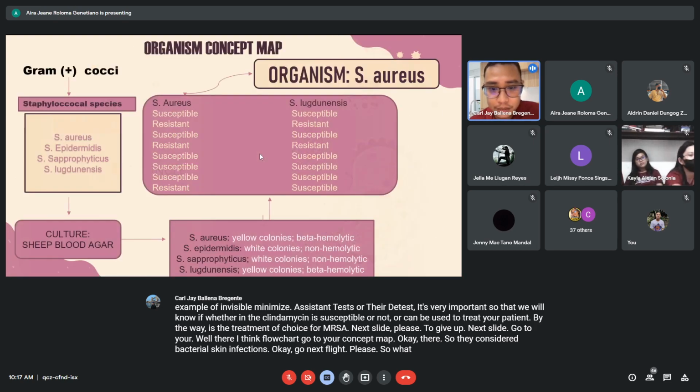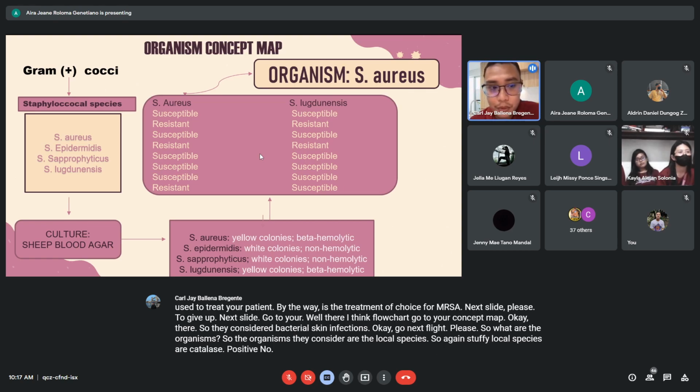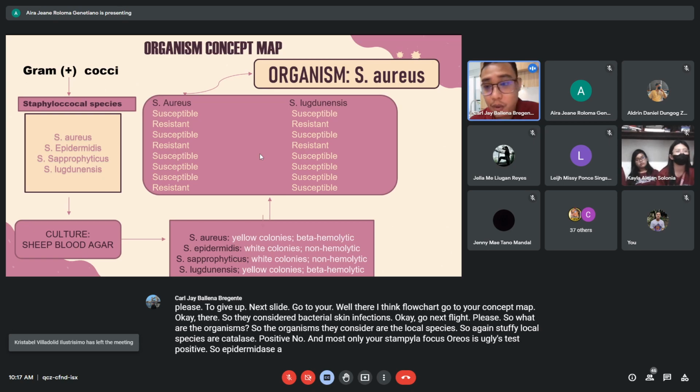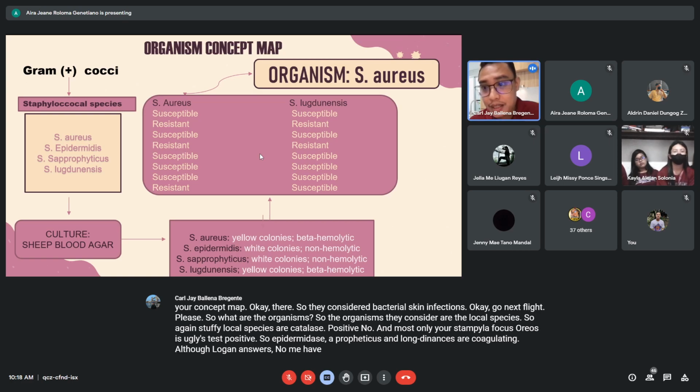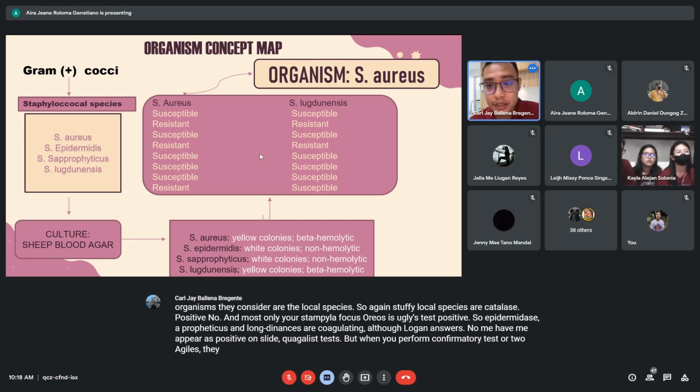So what are the organisms? The organisms they consider are staphylococcal species. Again, staphylococcal species are catalase positive. And only your Staphylococcus aureus is coagulase test positive. So epidermidis, saprophyticus, and lugdunensis are coagulase negative. Although lugdunensis may appear positive on slide coagulase test, when you perform the confirmatory tube coagulase, they are negative. Okay, so there, aureus is a yellow colony and beta hemolytic.